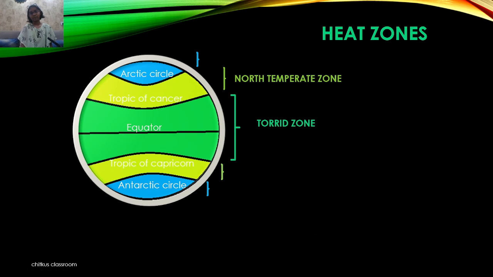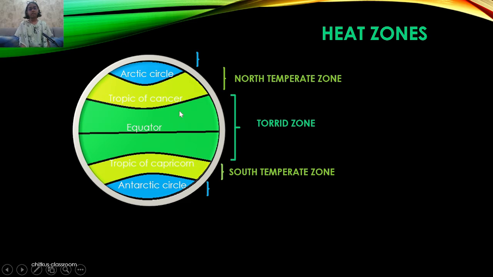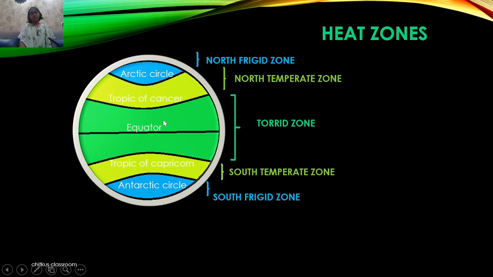And next, we're going to be learning about the temperate zones. The North temperate zone here and the South temperate zone over here. The North temperate zone is located between the Arctic Circle and the Tropic of Cancer in the northern hemisphere, and the South temperate zone is located between the Tropic of Capricorn and the Antarctic Circle in the southern hemisphere. The temperate zone has moderate temperatures, which is not too hot and not too cold.